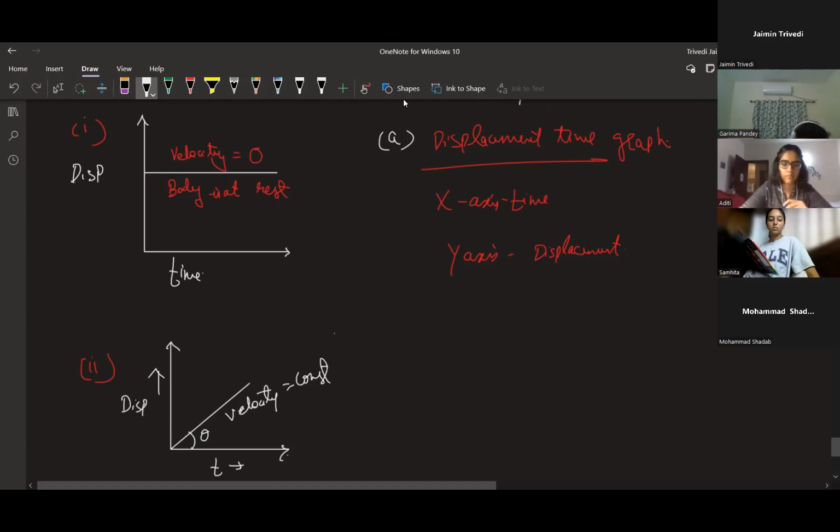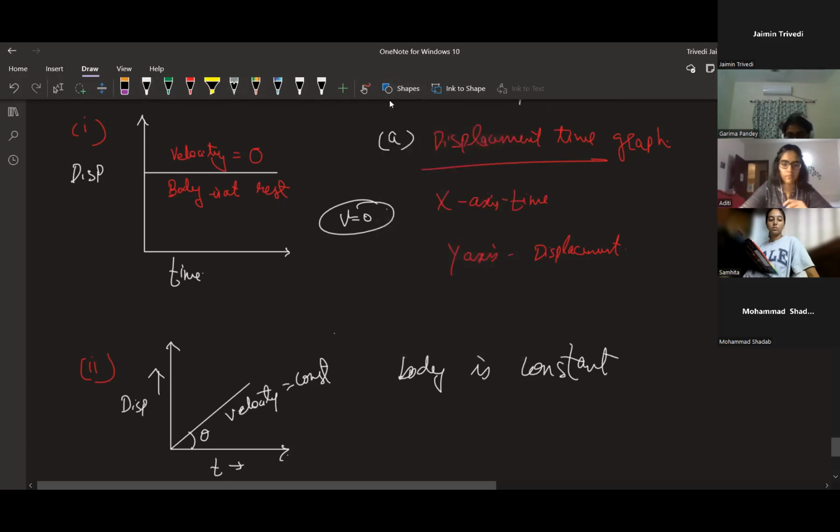So what can we write here? Here v is not 0. The body is moving with the same velocity, at constant velocity. The body is in constant motion in the displacement time graph. So in that case, it will be a linear graph, similar to a linear graph.